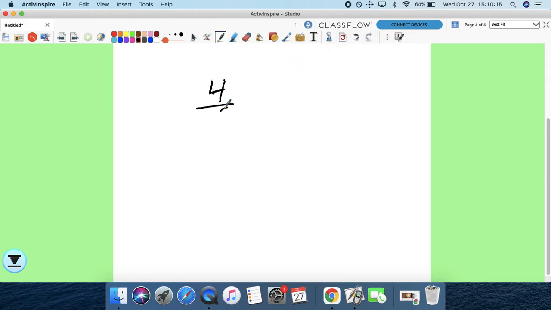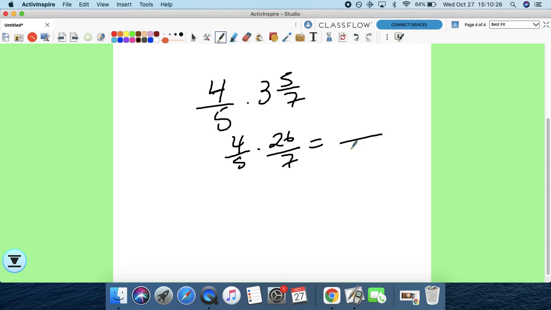4/5, and again, 3 5/7, 4/5, 21 plus 5, 26 over 7. Can I simplify anything? No, sorry about that. It's going to be 3, which is 75. And 34 over 35, if you changed it.